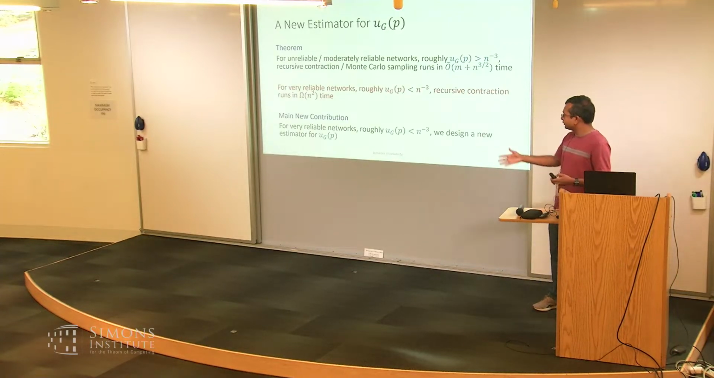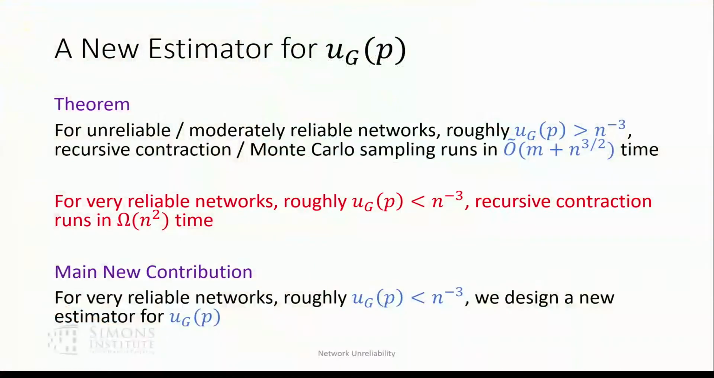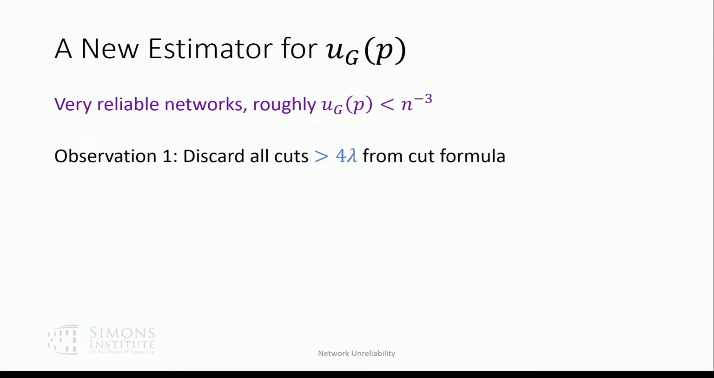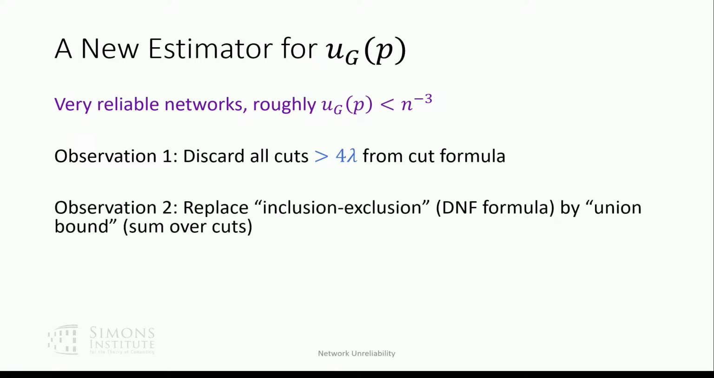So our new contribution then is to design a new estimator in this range when the unreliability is smaller than n to the negative 3. Okay, so what do we do here? The first observation is something we have seen already in the previous algorithms. It says that if you have a very reliable graph, if your unreliability value is small, then you can discard cuts that are large. In particular, for this threshold n to the -3, we can discard cuts that are larger than 4 times lambda.